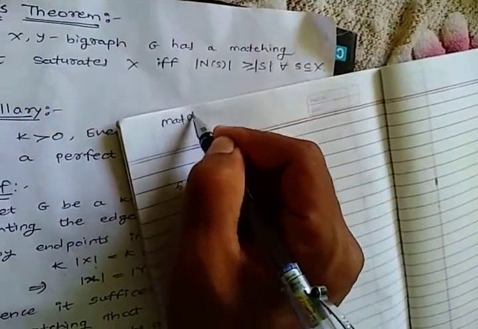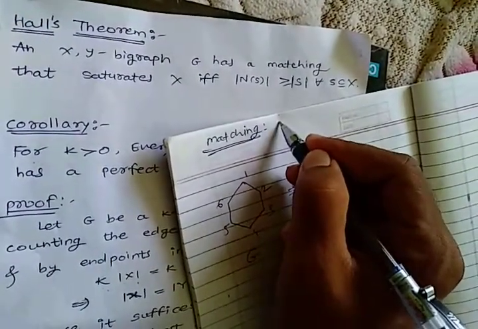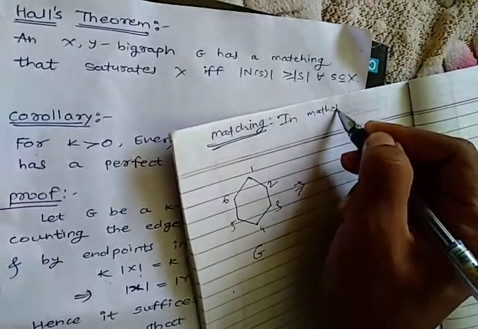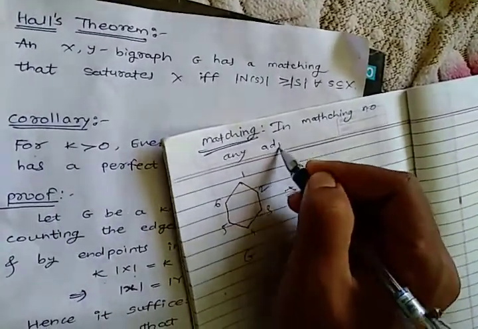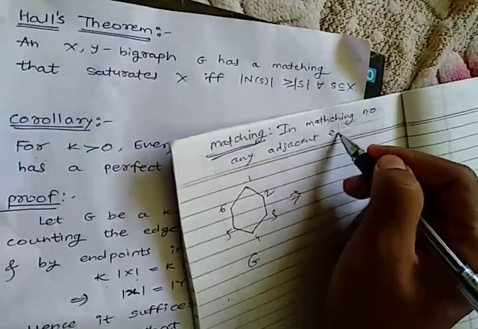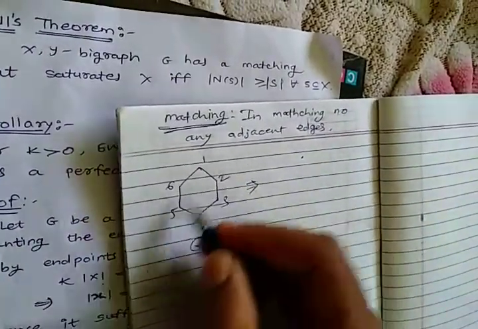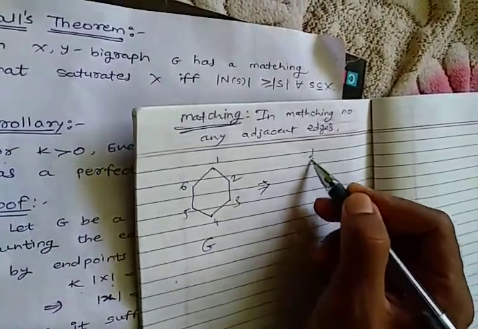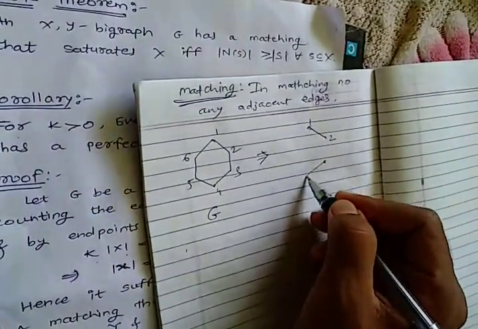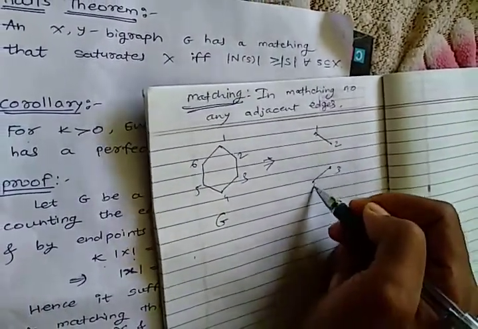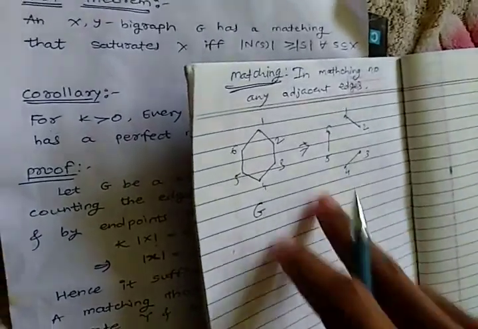Matching means simply, in a matching no two adjacent edges. Okay, this is the matching of this graph G. First we take this edge 1 to 2, then the edge 2 to 3 is not included, then 3 to 4 and 5 to 6. This is a matching.